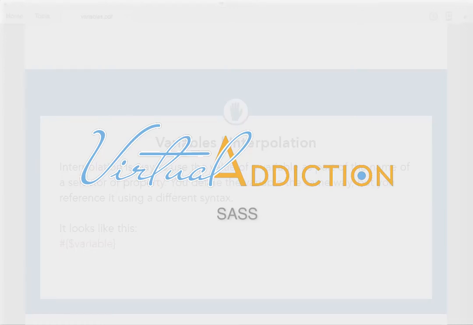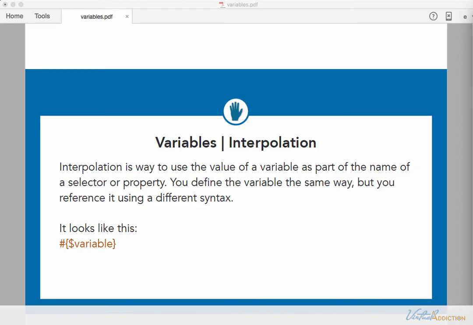The last thing I want to share with you in regards to variables is about interpolation. Interpolation is a way that you use the value of a variable as part of the name of the selector or property. It's kind of like slotting a value into other values. You basically define the variable in the same way, but when you reference it, you use slightly different syntax.